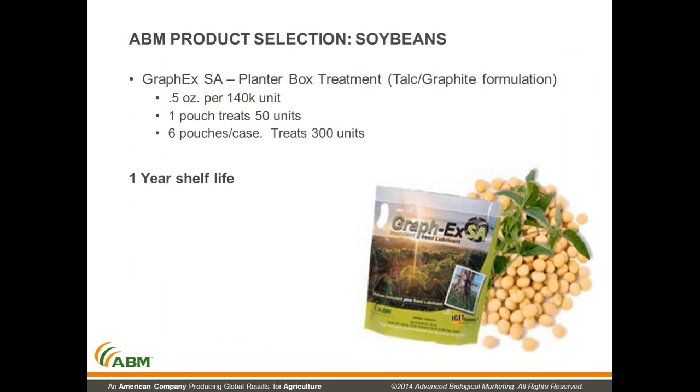It comes in a pouch like this. The application rate begins at ½ an ounce per 140,000 seed unit. 1 pouch will treat 50 units of seed, and there's 6 pouches in a case. A case will treat 300 units of seed.